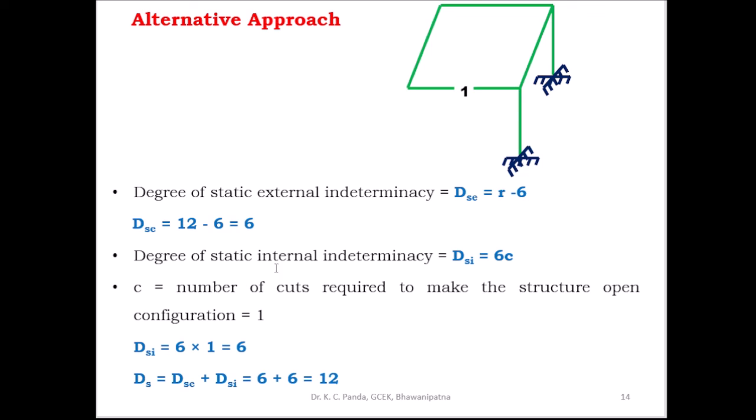Then find out the degree of static internal indeterminacy. DSI is equal to 6 into C, where C is the number of cuts required to make the structure open configuration. Here only one cut is required to make the structure open configuration. So after cutting this side, the structure becomes the open configuration. So here C is equal to 1. Then you can find out DSI. DSI is equal to 6 into 1, that is equal to 6.